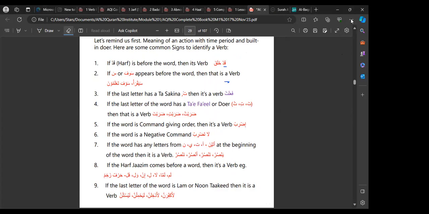So these are the nine signs of a verb. Again, this is your first introduction to it. And when we practice going through the Quran and analyzing it, the more you practice, the more these will become second nature, inshallah. Okay.